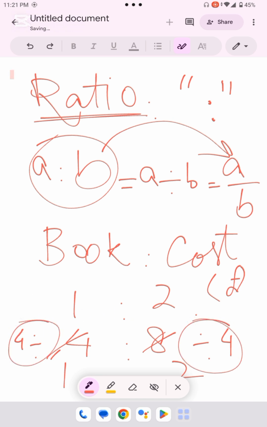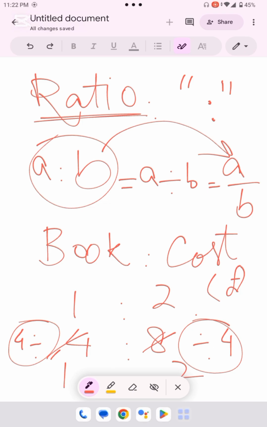The rule is whatever you do on the left side of the ratio, doing means multiplying or dividing. If you multiply the left side of the ratio, you will also multiply the right side of the ratio by the same number. If you divide the left side of the ratio, you will also divide the right side by the same number. So that was all about ratio.